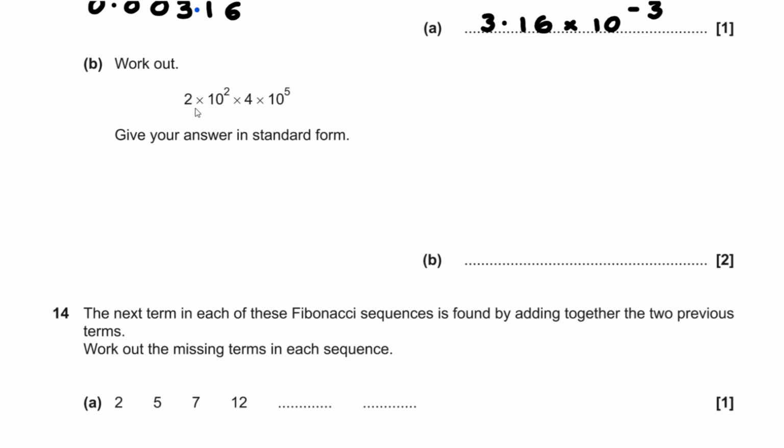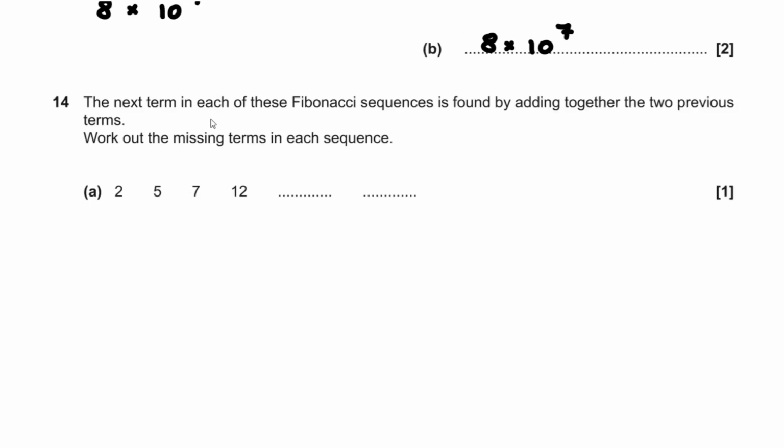Part B, work out 2 times 10 squared times 4 times 10 to the 5 in standard form. Now the 2 times the 4 is 8, and we are multiplying this by 10 squared times 10 to the 5, which is the same as 10 to the power of 2 plus 5. So we have 8 times 10 to the 7 as our answer.